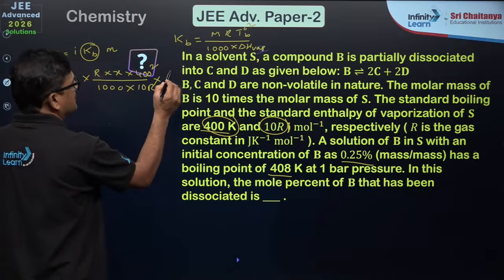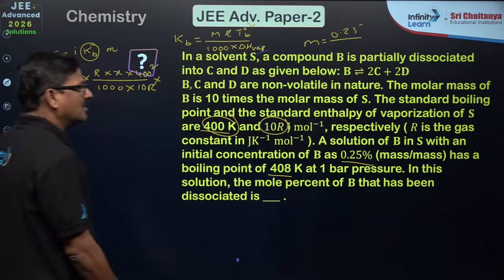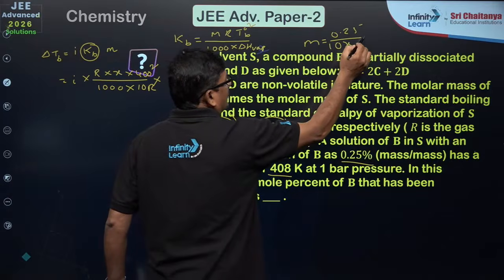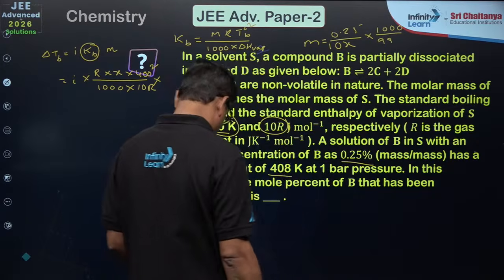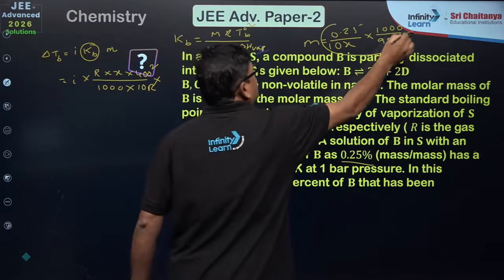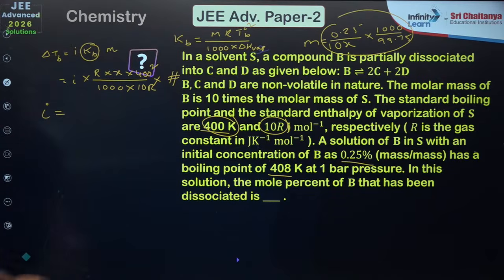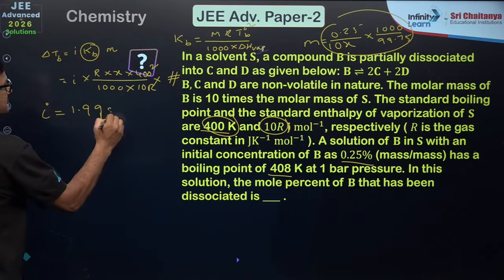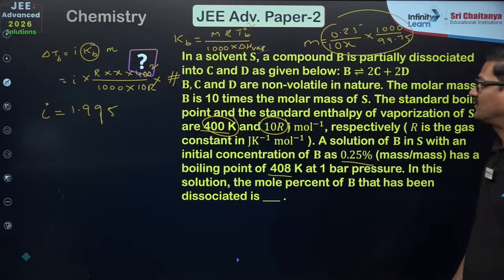And its molality is supposed to be 0.25 percent, and whose molecular mass is 10x, into 1000 by 99.75. So put these values, total values are supposed to be added here, and on doing so the i value is going to be calculated as 1.995. So let us calculate the alpha value from this.